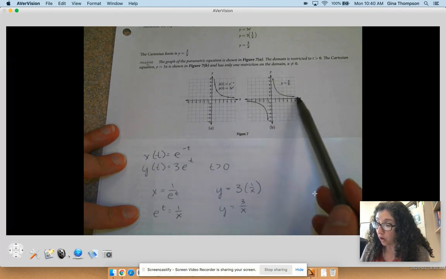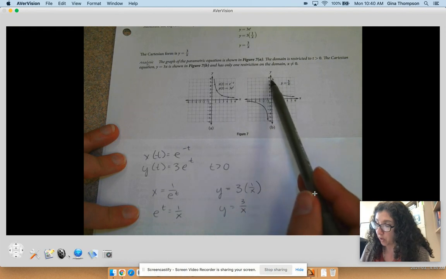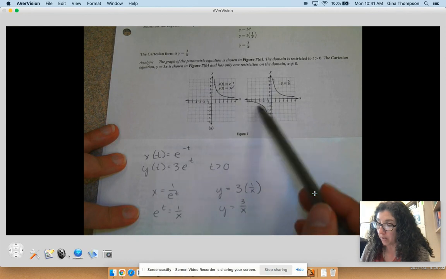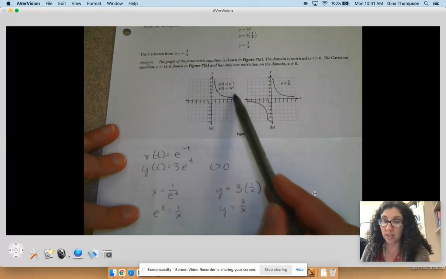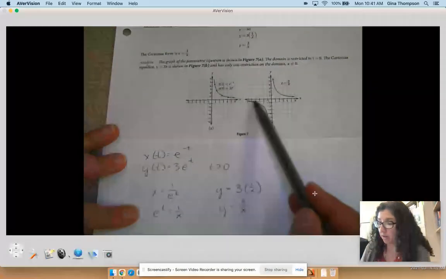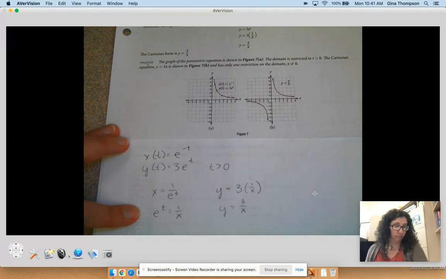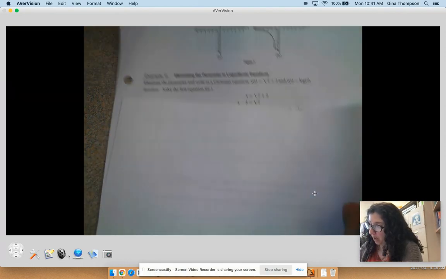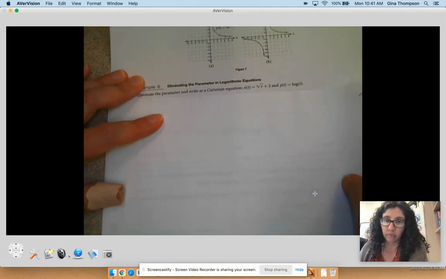Here's what the equation of our Cartesian equation looks like, our graph. y equals 3 over x looks like this. Okay, so it's actually bigger. This is kind of a restricted domain because they told us t was just greater than 0. Okay, this is what the graph of our Cartesian equation would look like. All right, so what about if we have a logarithmic equation?